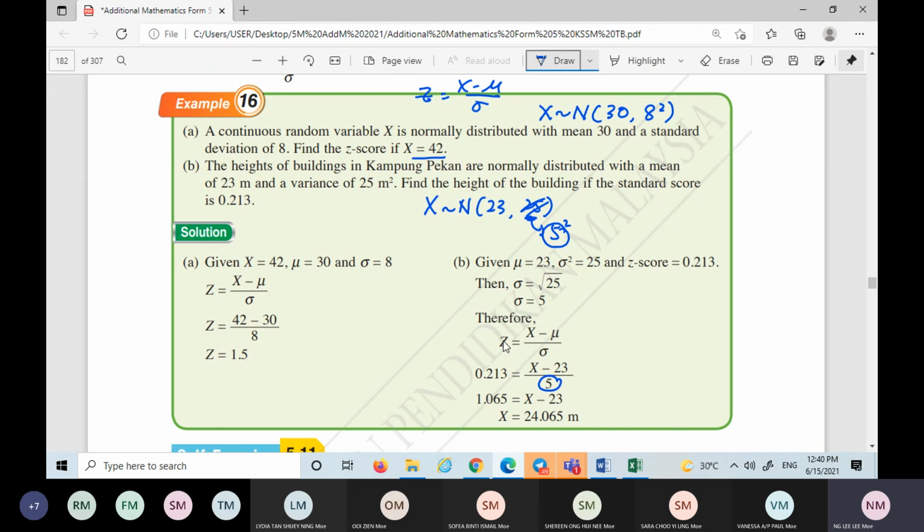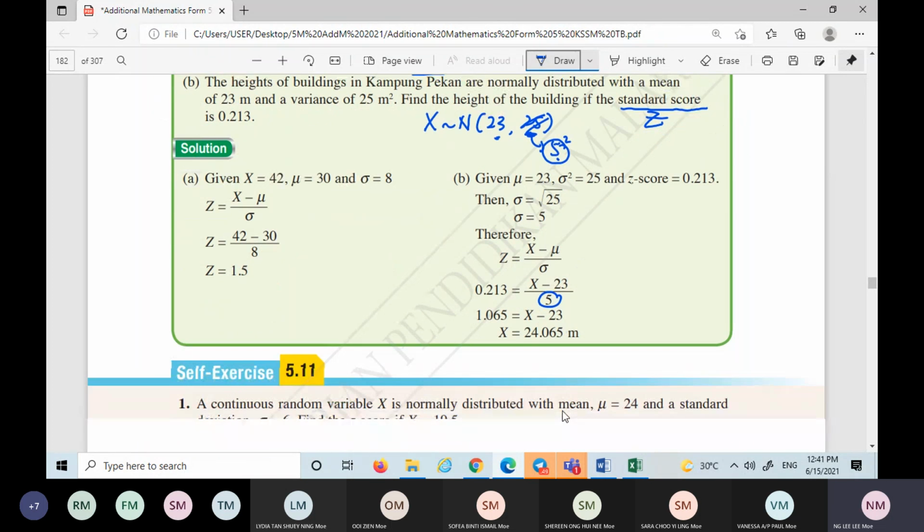So same thing, you put in the formula. Find the height of the building if the standard score is 0.213. What's the meaning of this? Standard score means the Z. If you don't understand this, then you will put the X as the standard score, then it's wrong. So the Z is 0.213. Find the X actually, the height of the building. X minus 23, the mean, and then divide by the standard deviation, 5. Then you get the answer for the X. Okay, that's all.